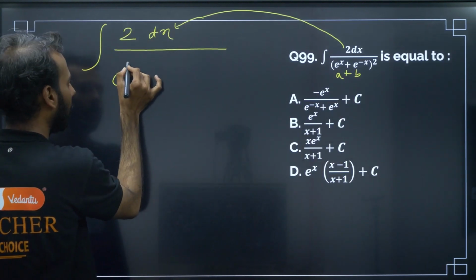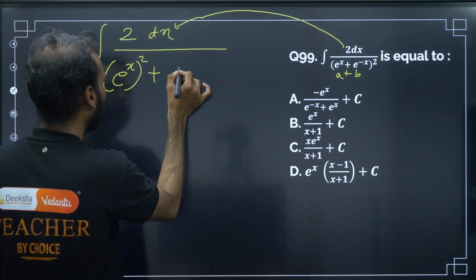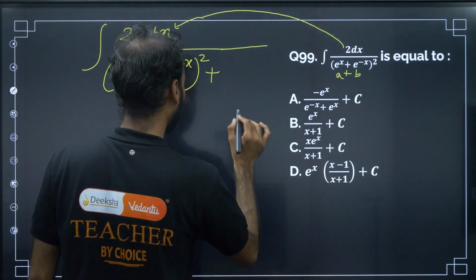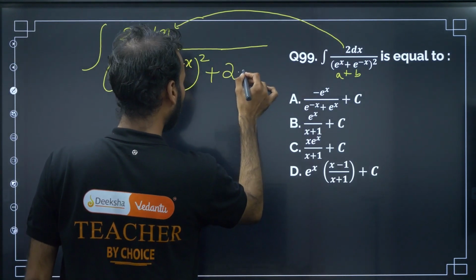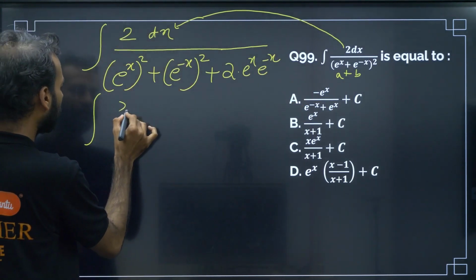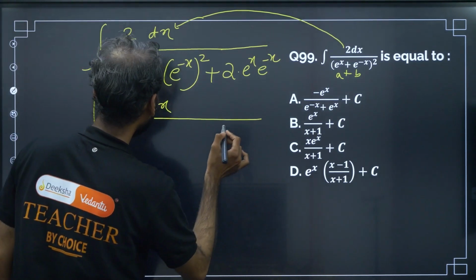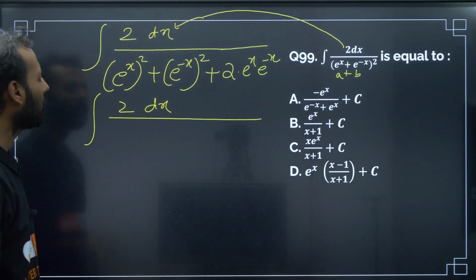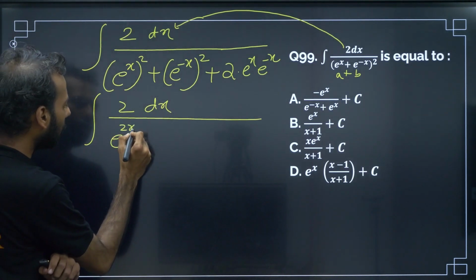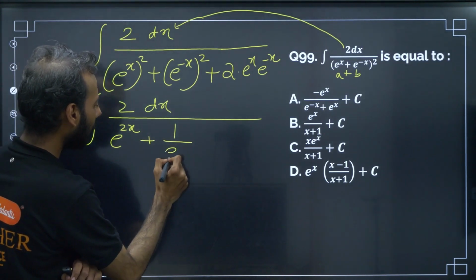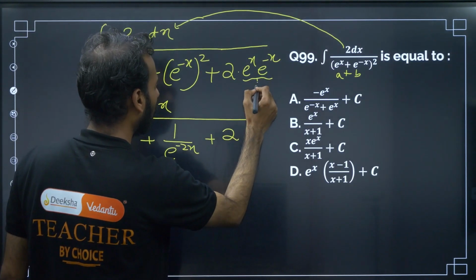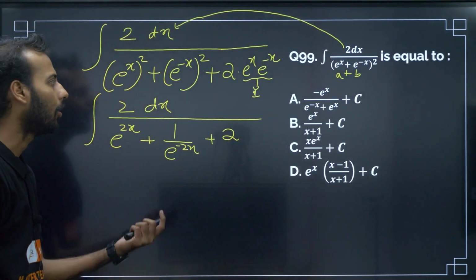So a square plus b square plus 2ab, where a is e raised to x and b is e raised to minus x, so ab is 1. Now 2 dx divided by e power x square, so for e power x square, let me write this as e power 2x plus 1 by e raised to negative 2x plus 2. This is 1. Students might be knowing how e raised to x times e raised to minus x is 1.